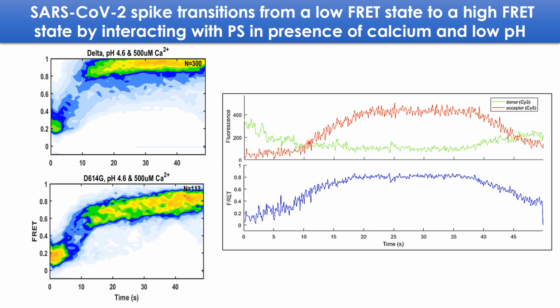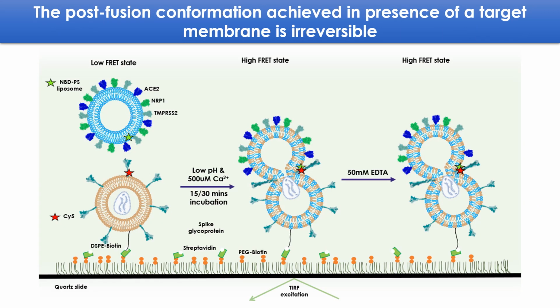So this is a representative trace of the non-steady state imaging that I performed. Here the acceptor is in red and the donor is in green. So from here, I was able to conclude with very solid experimental evidence that the SARS-CoV-2 spike glycoprotein directly interacts with phosphatidylserine through its fusion peptide.